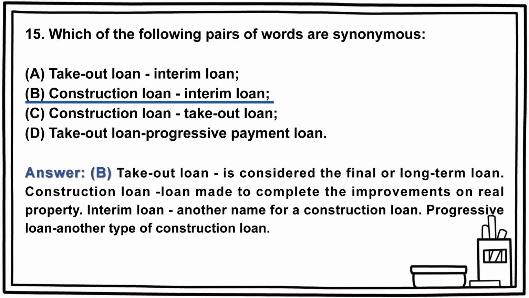Answer: B. Takeout loan is considered the final or long-term loan. Construction loan, made to complete the improvements on real property. Interim loan, another name for a construction loan. Progressive loan, another type of construction loan.